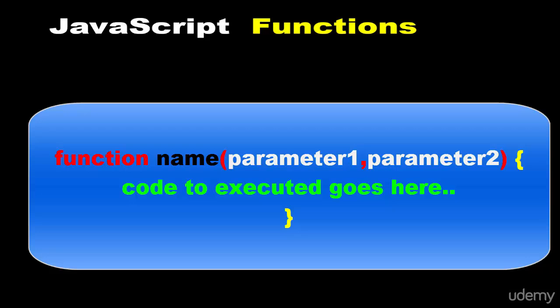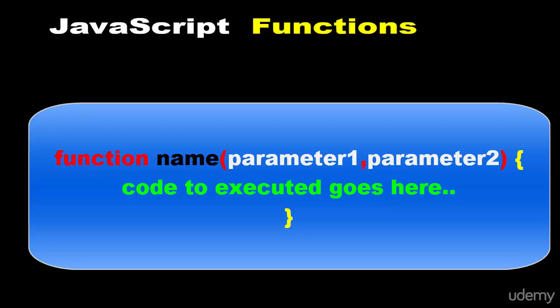The parentheses may include parameter names, which are separated by commas. So inside the parentheses, you could have parameter 1 or parameter 2. They're also known as arguments. The code that will be executed by the function is placed inside the curly braces or curly brackets.